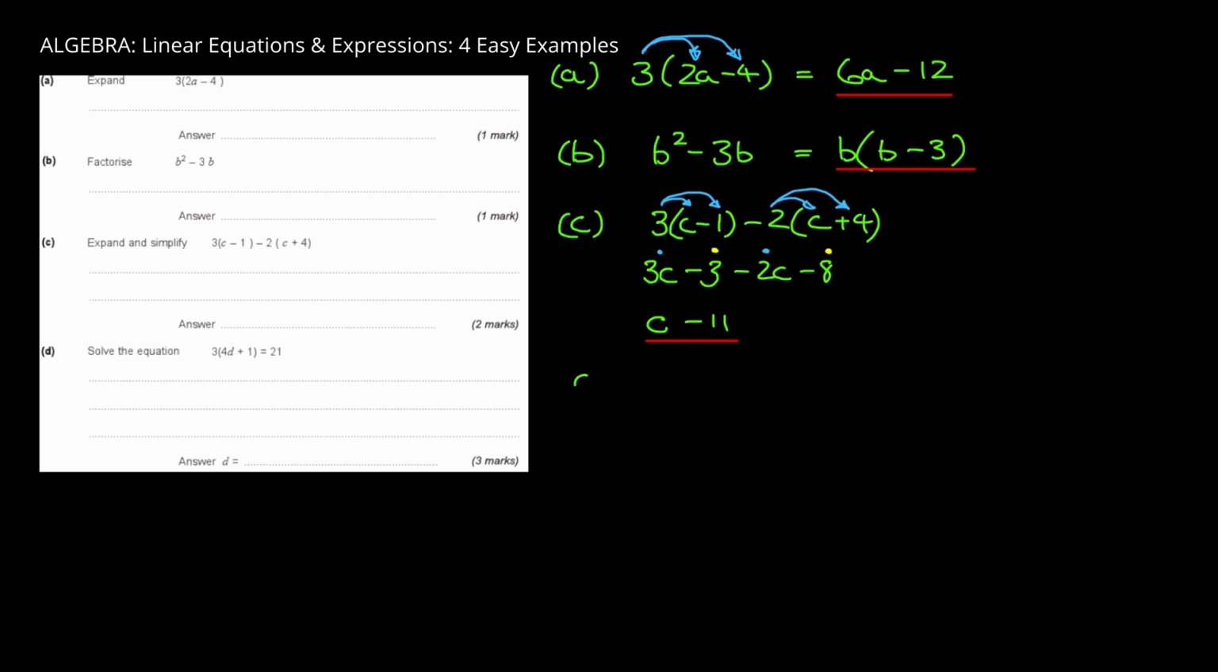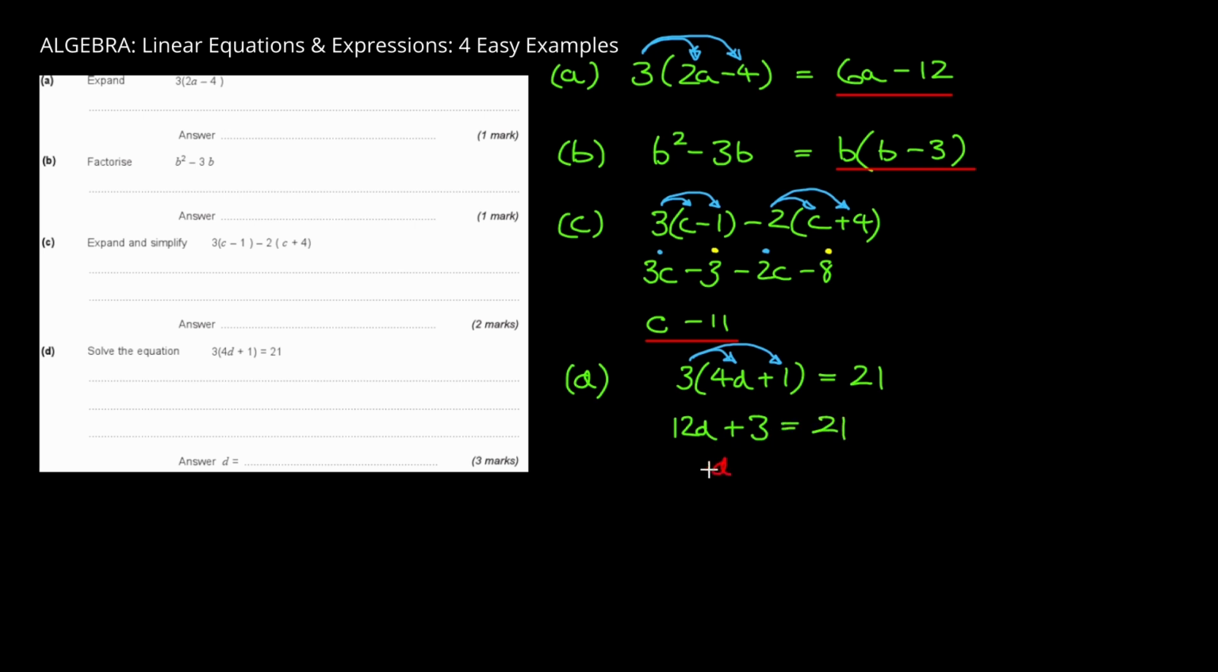Okay, part D. At last we've got an equation we can get a value for d. Once again, the 3 will multiply with the 4d, and the 3 will multiply with the 1. 3 multiplied by 4d is 12d. 3 multiplied by the 1 is 3, and is equal to 21.